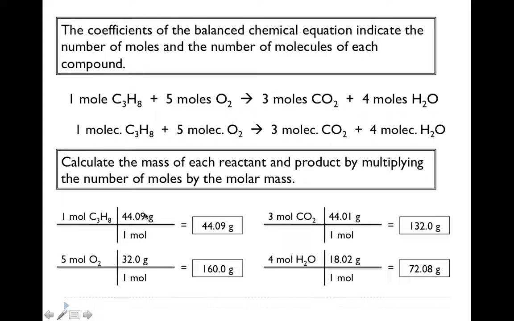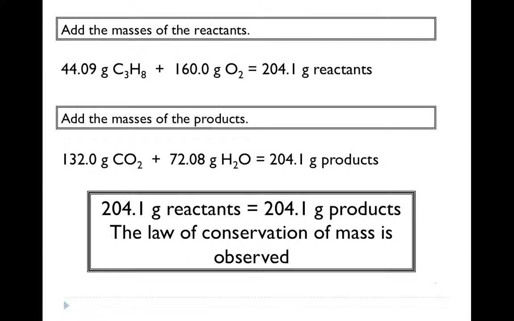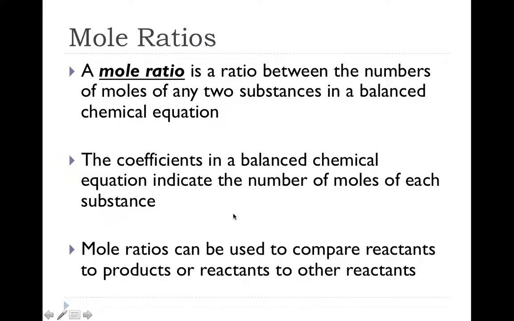And all I did is take them and multiply by their molar mass to get the actual number of grams. And I have 44 grams of propane, 160 grams of oxygen, 132 of CO2, and 72 of H2O. And then to prove that the law of conservation of mass is obeyed, I add up all the mass of the reactants, add up all the mass of the products, and they should be about equal. So this is just showing you that the law of conservation of mass was obeyed here.